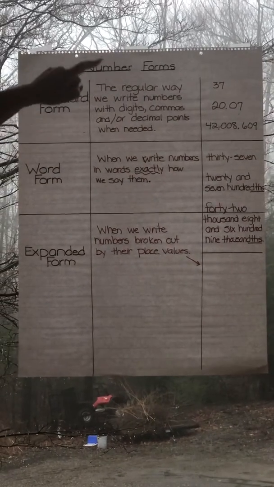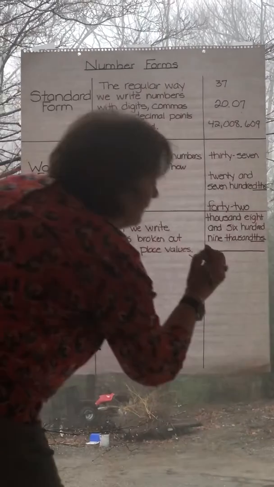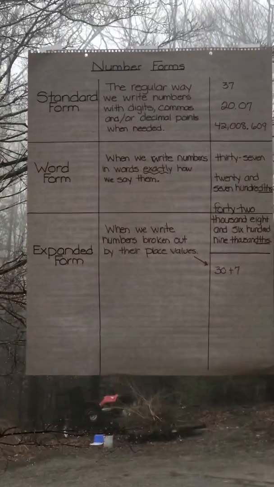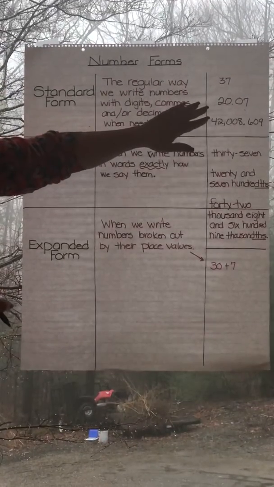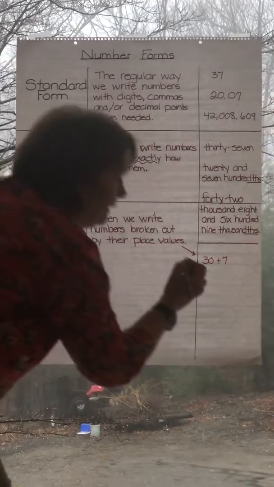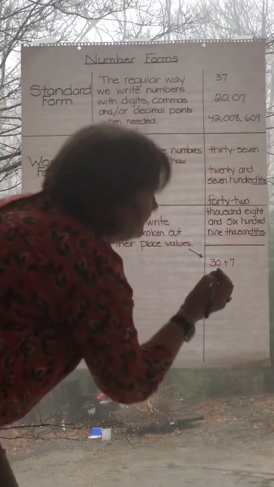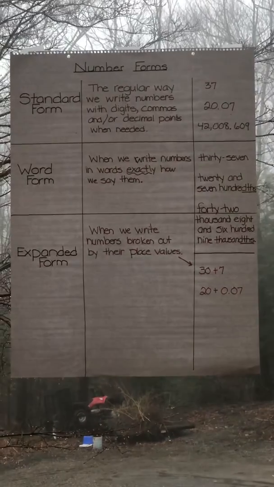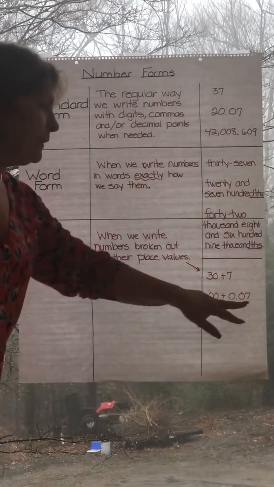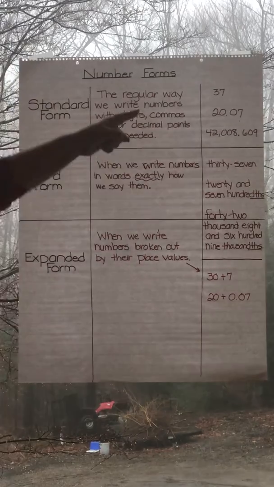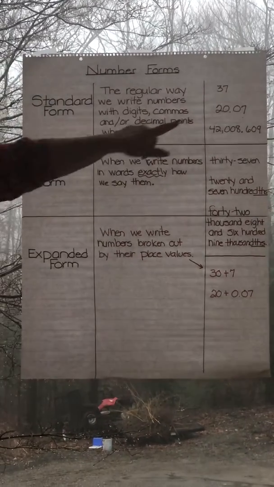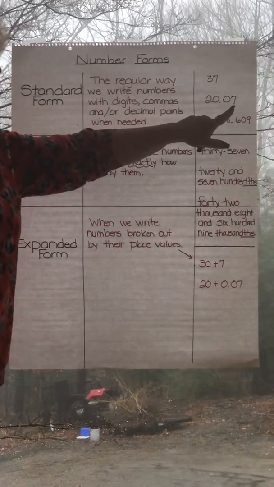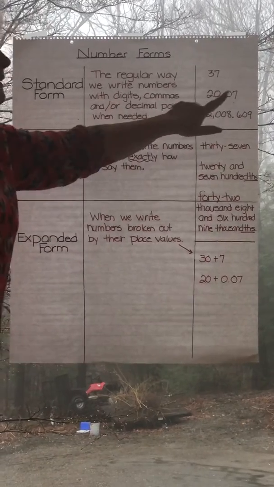So we go back up to the top. 37 would be 30 plus 7. 20 and 7/100 would be 20 plus 7/100. That's a little tricky when you get here. You have to make sure you're saying 7/100 because you're breaking it down by its place values. Notice I'm not saying plus 0 ones, plus 0 tenths, plus 7/100. I'm just saying 20 plus 7/100.